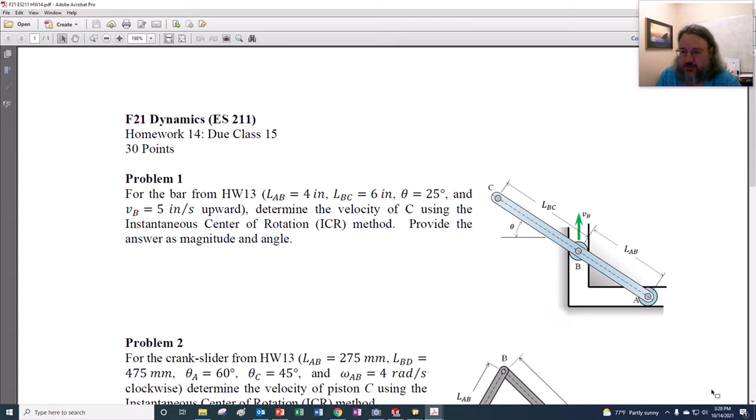Homework 14 is very similar to homework 13, or at least the first two problems are, because we are doing the same problem, but this time we're using instantaneous center of rotation. Sometimes it's easier, sometimes it's more difficult. We'll see because of the geometry. We have just a bar, and we know one of the velocities, VB, it's going up, and we know that A is constrained to move only in the x direction. We want to find the velocity of C, but we want to use the ICR method here.